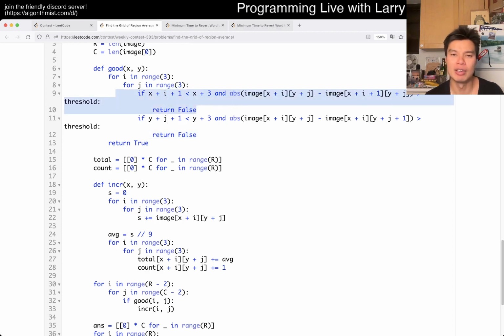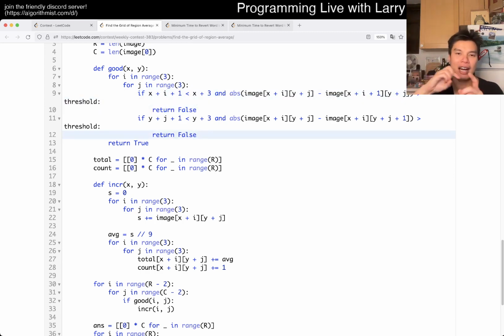It looks right and down, and the reason why you only need to look right and down is because if you look up and left, that means that the other pixel already looked at you, right? So there's some symmetry there that I exploit.